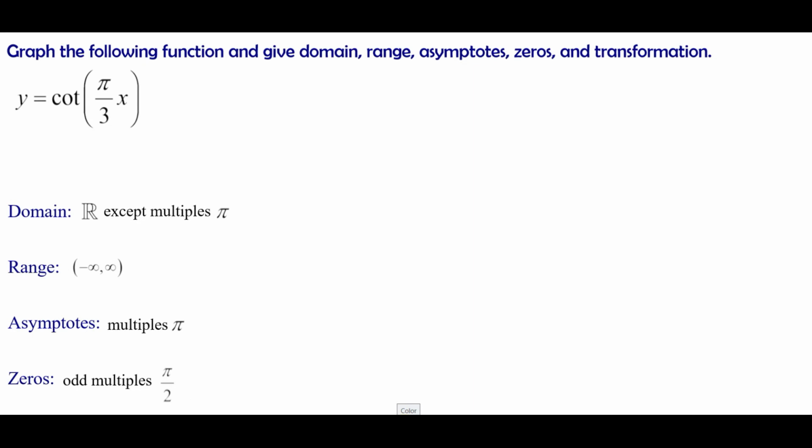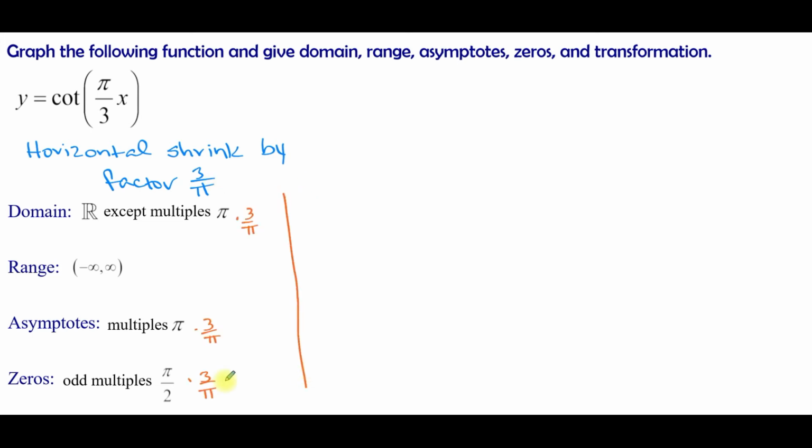Okay, so on this last one, our transformation is going to be a horizontal. Remember, we're going to take the reciprocal here, so 3 divided by pi is going to be less than 1. So a horizontal shrink by factor 3 over pi. No vertical change here, so we don't have to worry about that. So that horizontal scale change is going to get multiplied to my domain, my asymptotes, and my zeros.